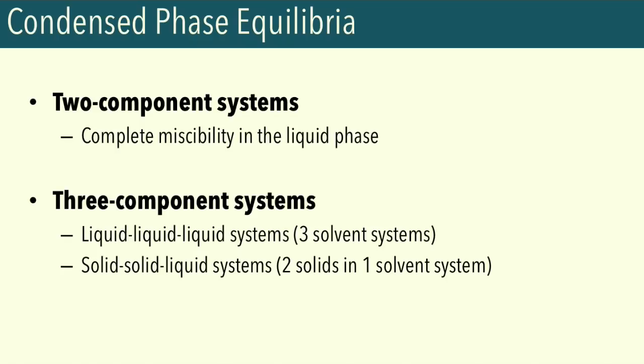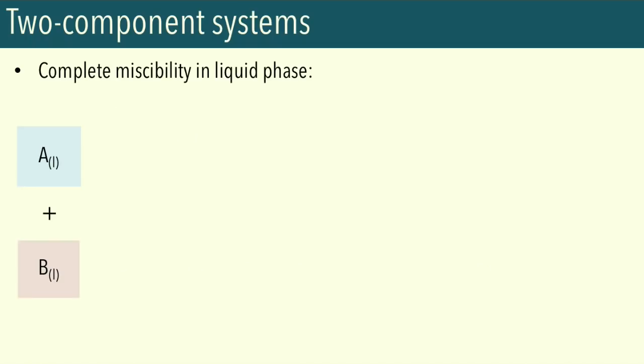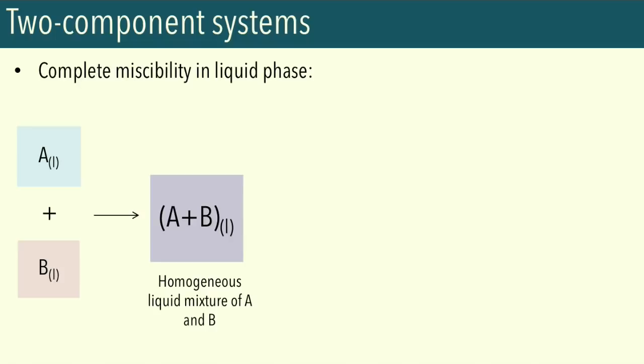To start off, let's look at our two-component system. We'll consider the case in which we have complete miscibility in the liquid phase. That is, if we mix together the two liquids A and B, they will form a homogeneous liquid mixture in all proportions. An example of a completely miscible liquid system is ethanol and water. If we lower the temperature of this liquid mixture, we might expect that it will just freeze together, forming a solid with both A and B crystals.